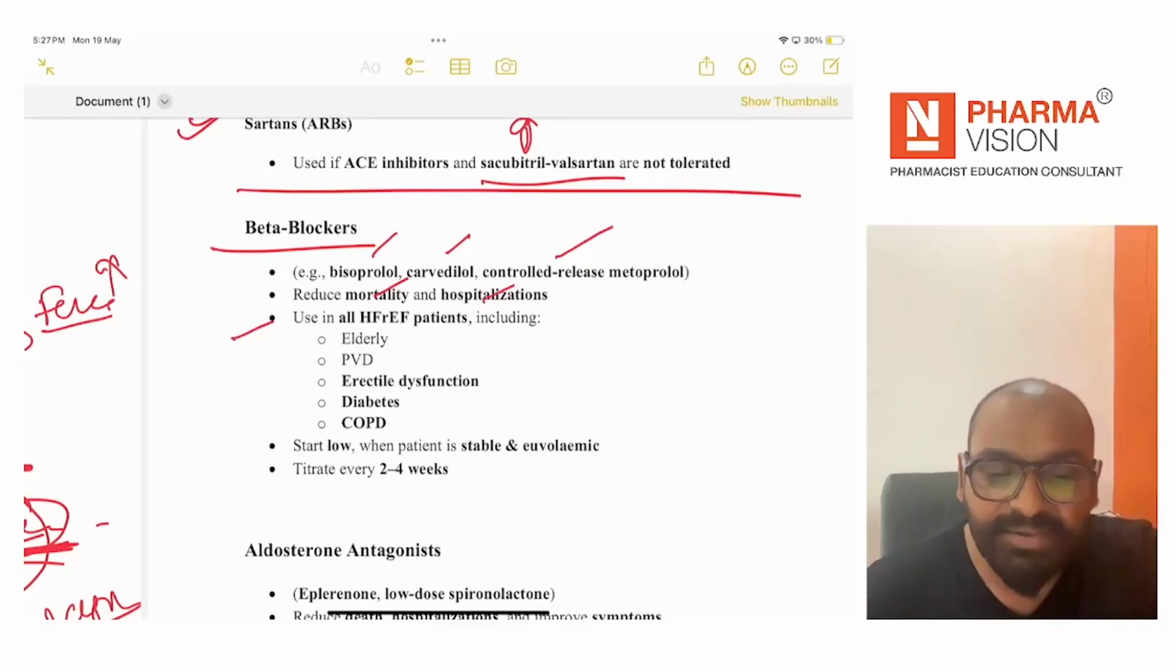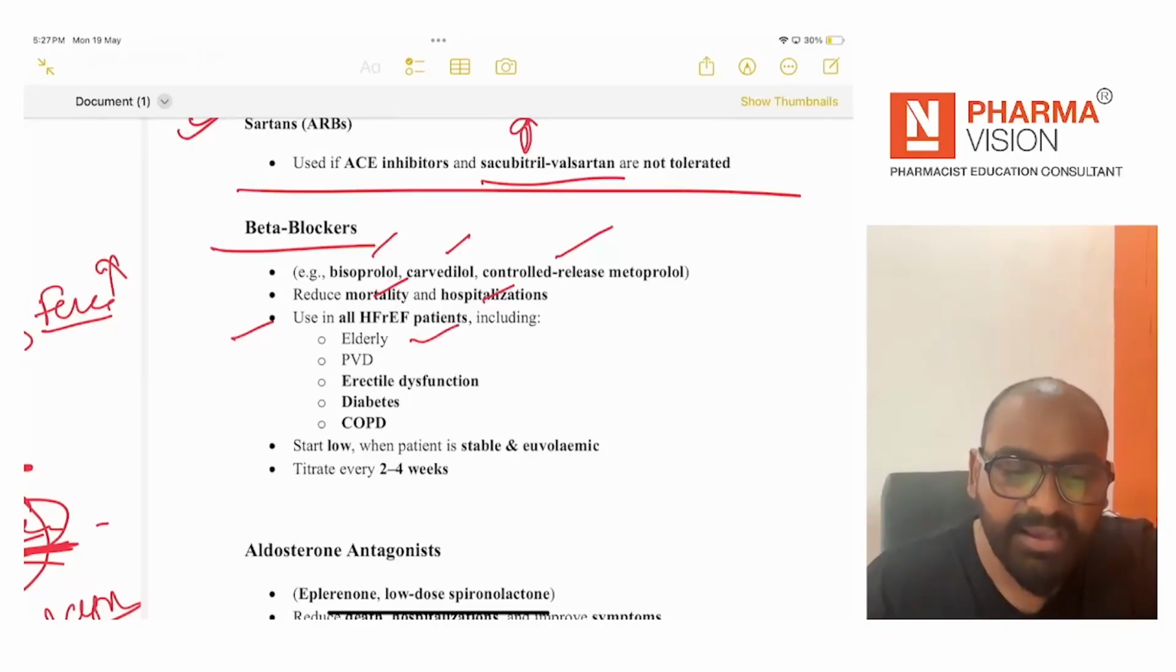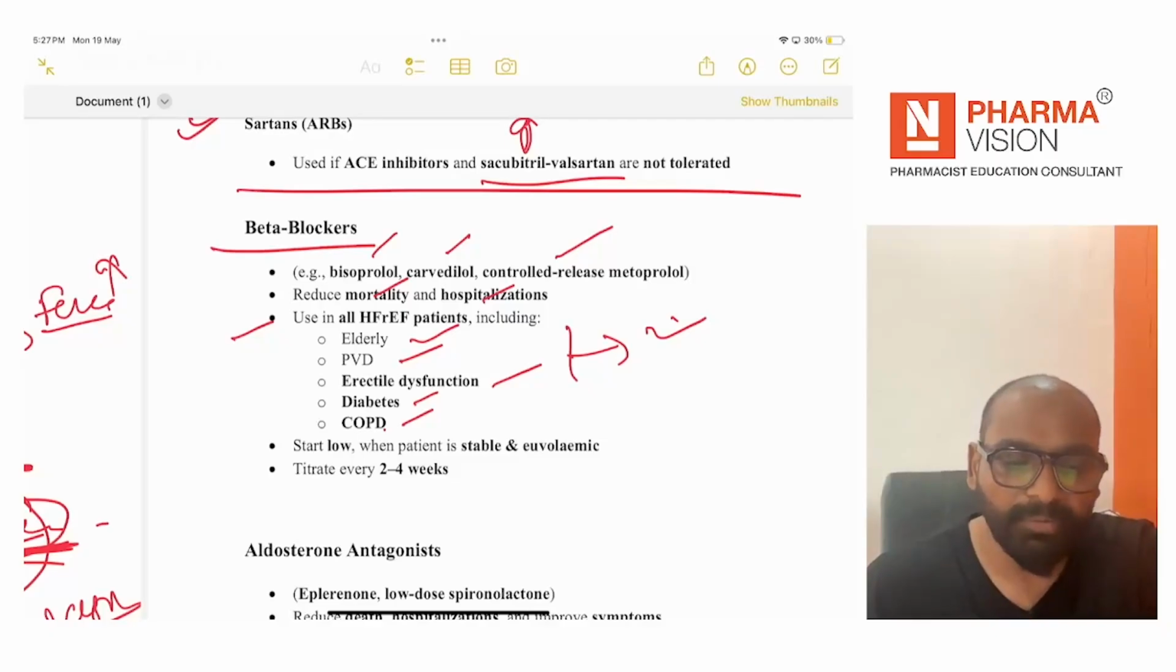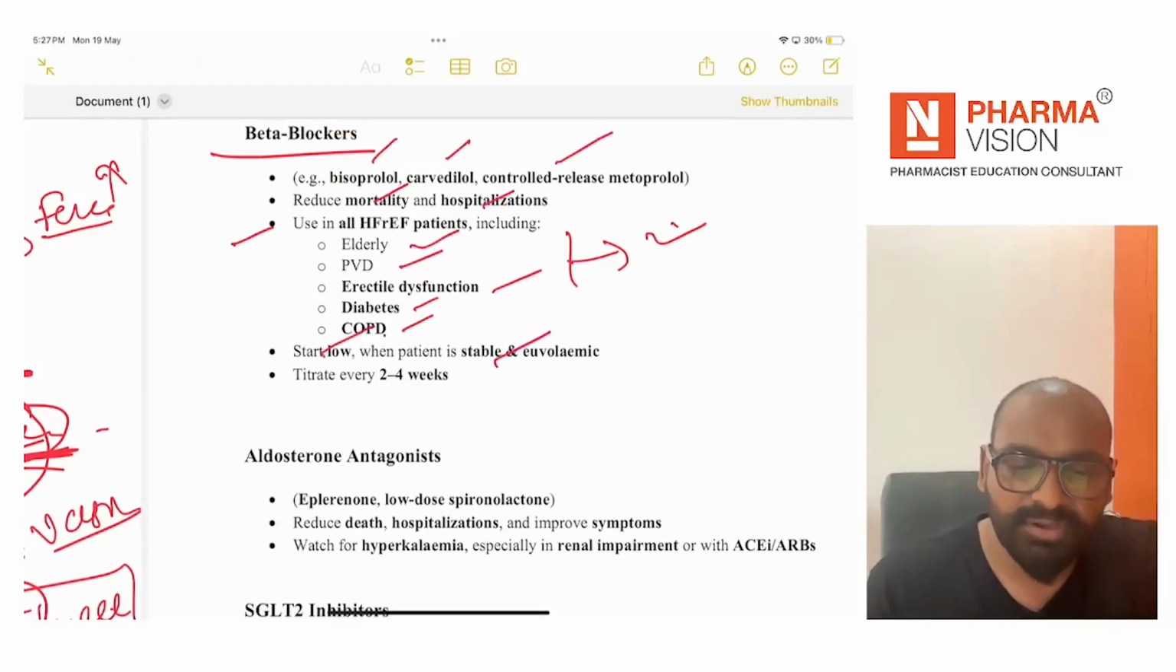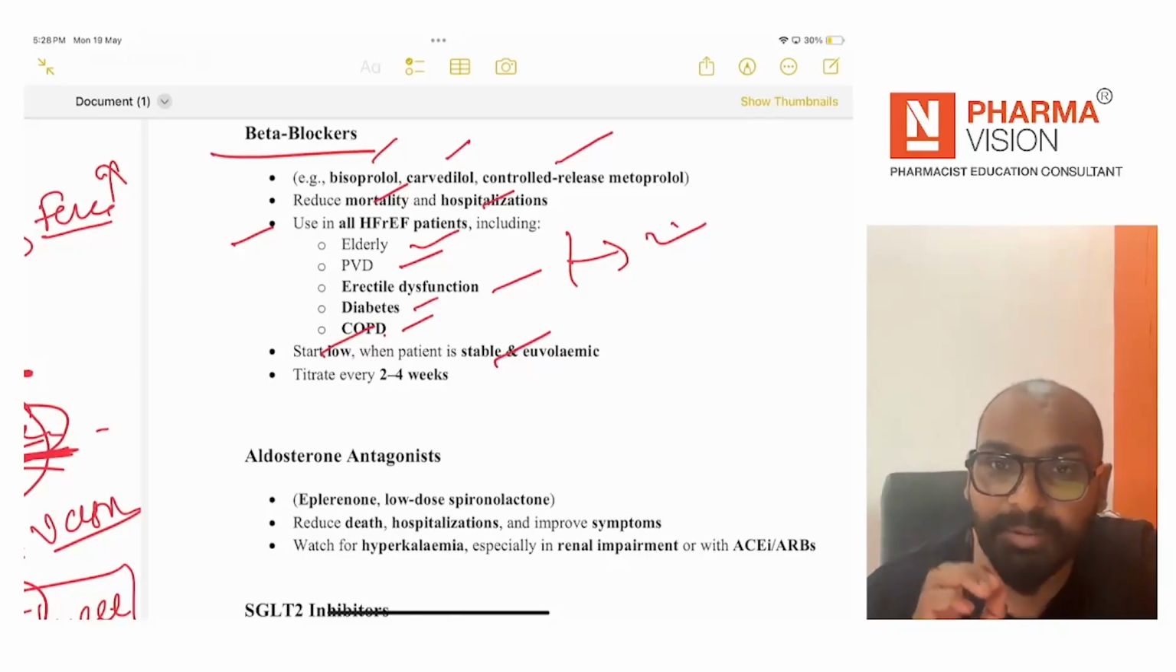If the patient is suffering from low or reduced ejection fraction, though the patient is elderly, or has other problems like erectile dysfunction, diabetes, COPD, in that situation also we have to think about the beta blockers. Okay, start with the low dose, because the beta blockers are going to reduce the ejection fraction and blood pressure at the beginning.